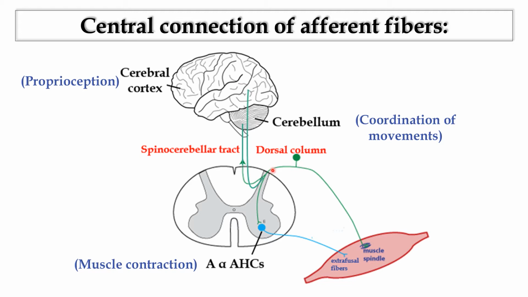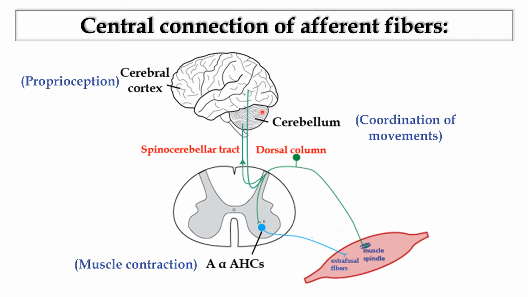The primary afferent fibers may cross in the dorsal and ventral spinocerebellar tract. The spinocerebellar tract ends in another part called the cerebellum, which is a small brain. The cerebellum is responsible for what we call coordination and organization of motor activity or movements.